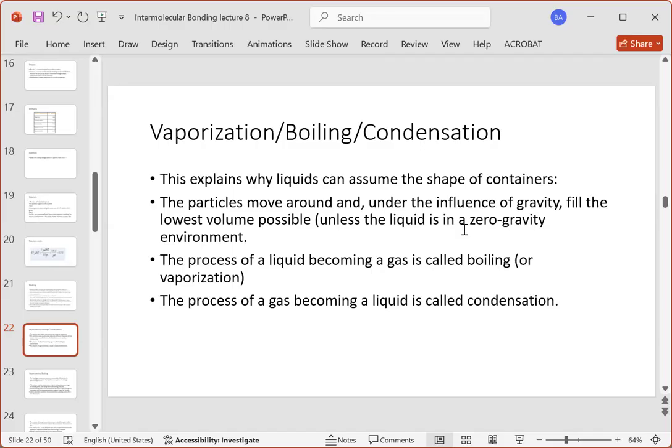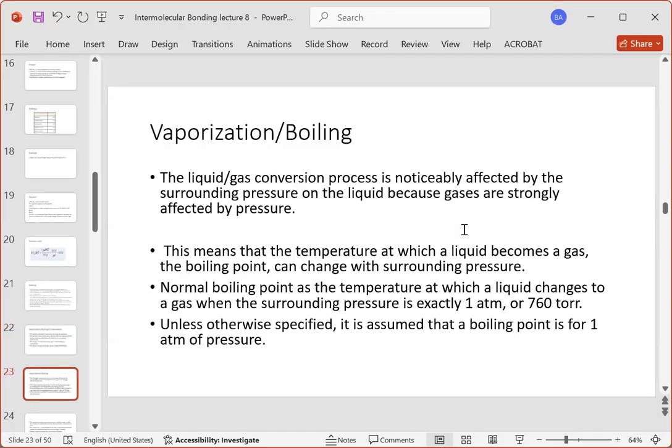The process of a gas becoming a liquid is called condensation. Remember, a liquid can become a gas, and a gas can also become a liquid. You have vaporization when a liquid is becoming a gas, and condensation is when the gas is becoming a liquid. It condenses to become liquid. The liquid-gas conversion process is noticeably affected by the surrounding pressure on the liquid, because gases are strongly affected by pressure.